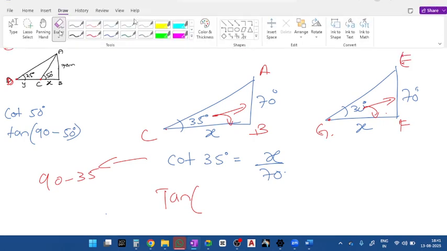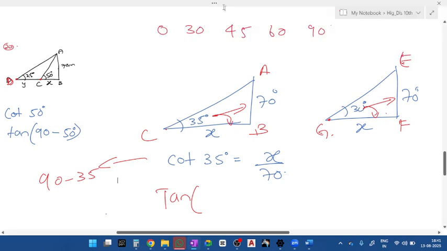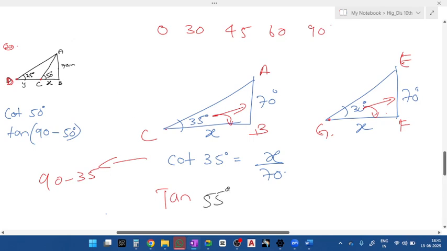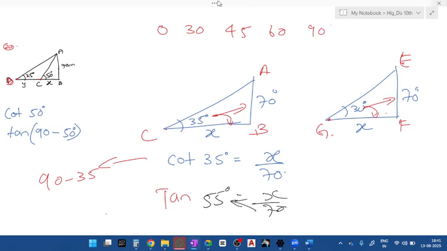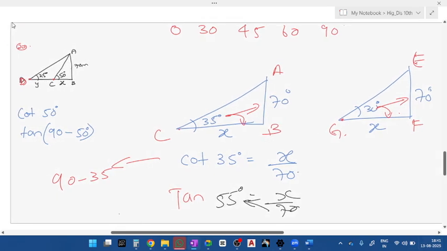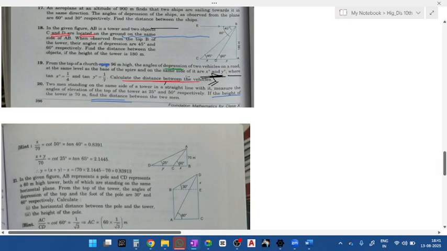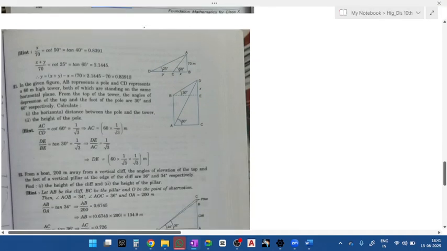Yes, unmute and answer. What is 90 minus 35? 55. So we'll get tan 55 is equal to x by 70. You have to cross multiply this side. Remember this concept: whenever base and perpendicular are given, use tan. For anything apart from 0, 30, 60, 90, use the cot value, convert it to tan. Cot is not given in the table.